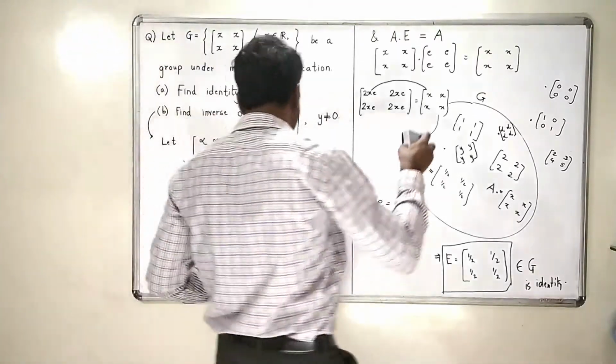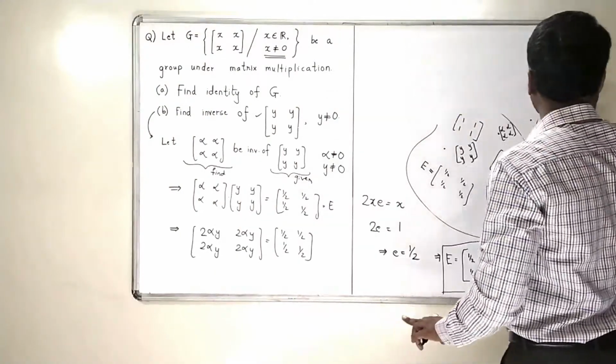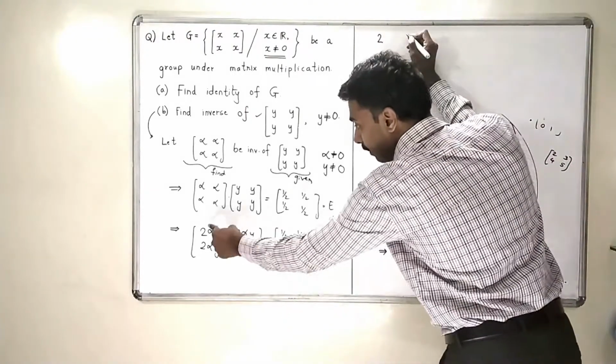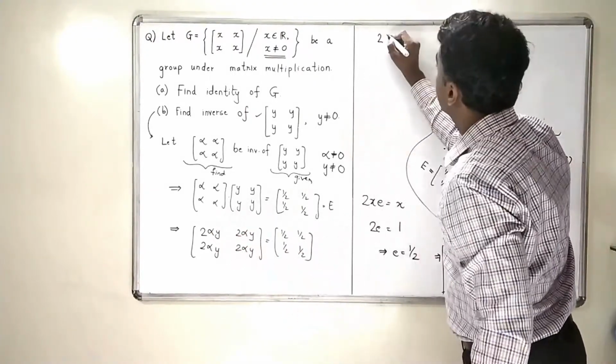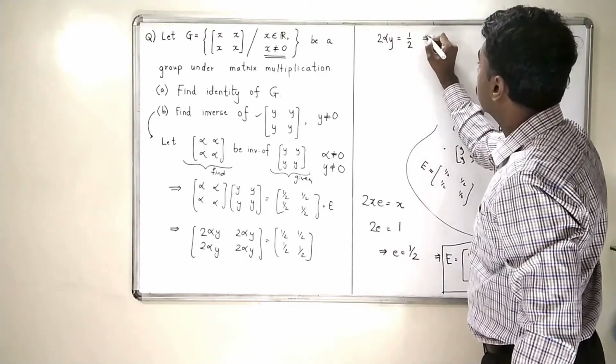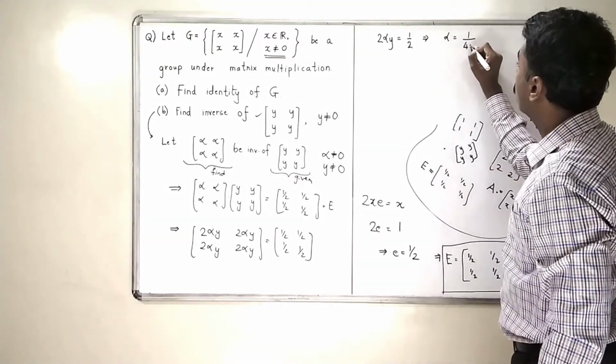So let us simplify this. So this means that 2 alpha y must be equal to how much? 2 alpha y, because all equations are same. 2 alpha y, 2 alpha y all are same. 2 alpha y is equal to half, and this means the value of alpha is 1 upon 4y.